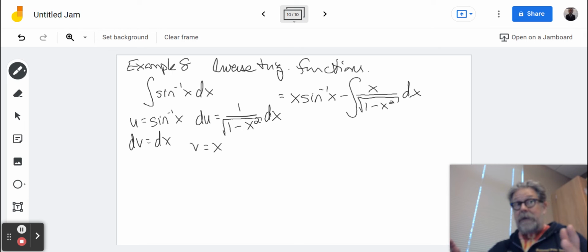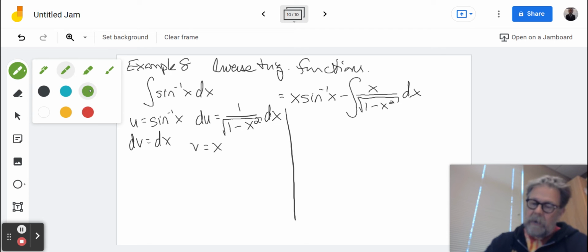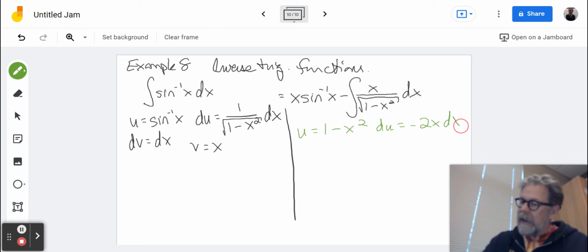I know what you're saying to yourself. You're probably saying, oh my gosh, this looks so complicated. Except, let's change colors, because what we're going to do is a little bit of substitution. We're going to let u equal 1 minus x squared, which means that du is equal to negative 2x dx. I'm going to stick a negative 2 in right there, and there's my du.